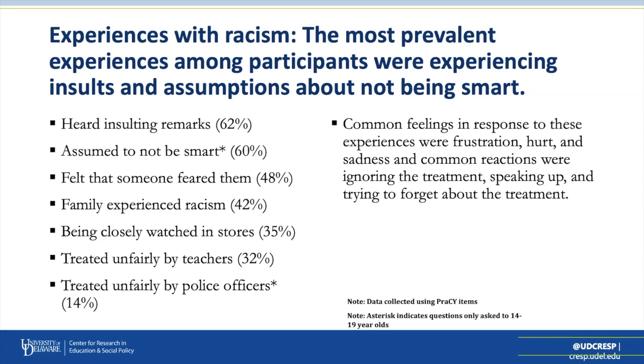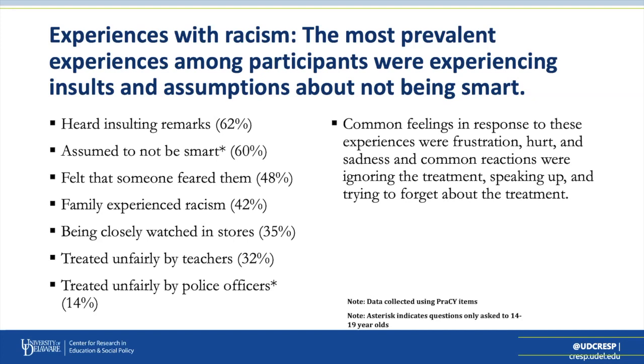Now the asterisk indicates the items that were only asked of 14 to 19-year-olds, but it's still really telling that over half of our 14 to 19-year-old Black girls faced those assumptions about not being smart. And actually, when it came to questions around racism, we found that more 14 to 19-year-olds experienced racial incidents versus the 10 to 13-year-olds. It's interesting to think about whether it's some protective factors around a 10 to 13-year-old or a different level of awareness among the 14 to 19-year-olds.